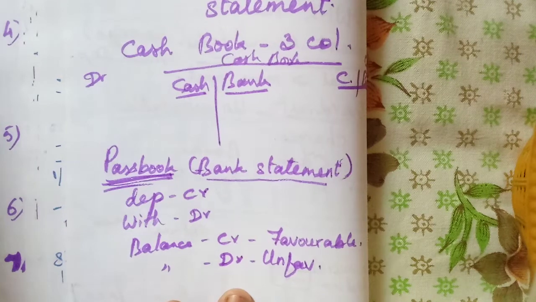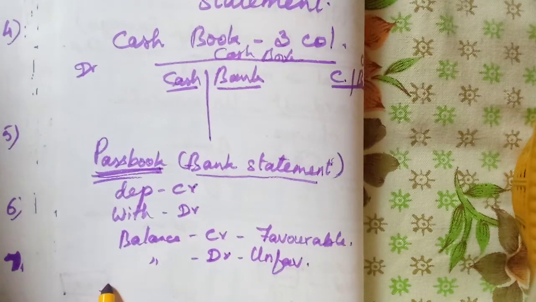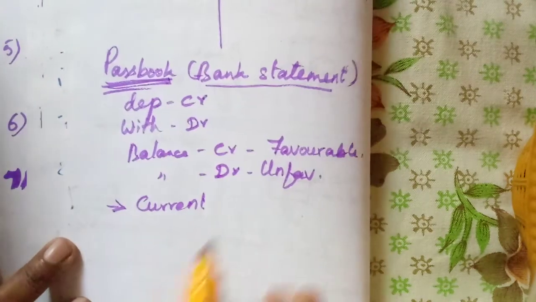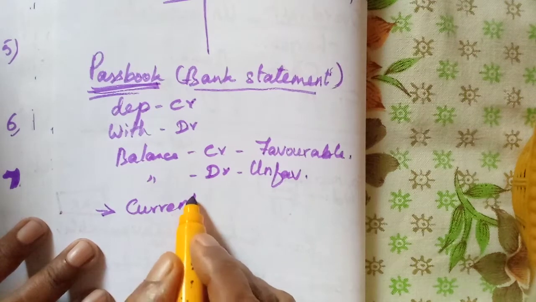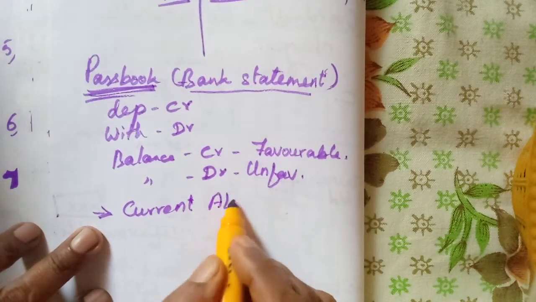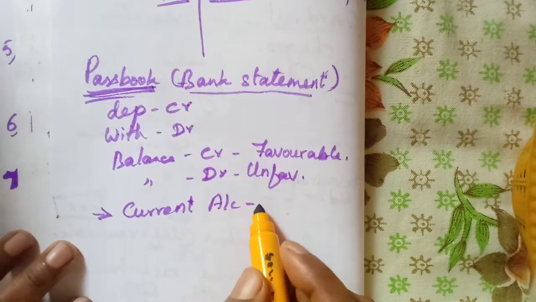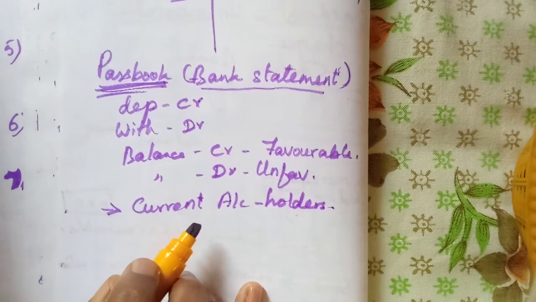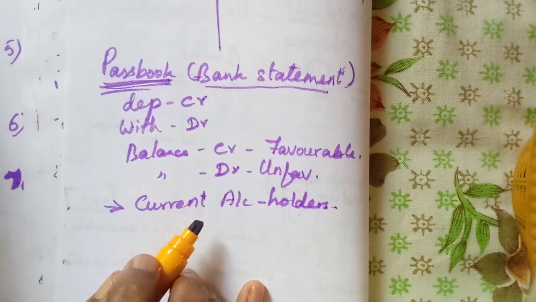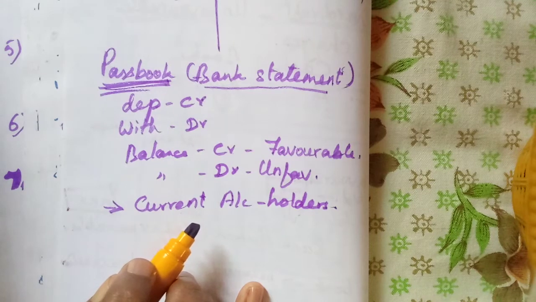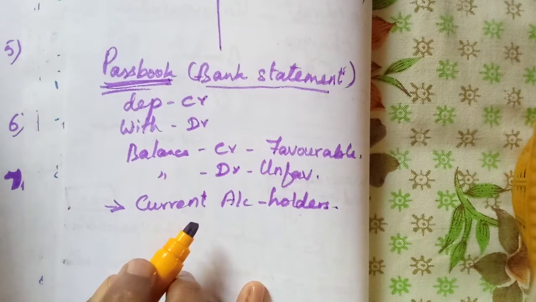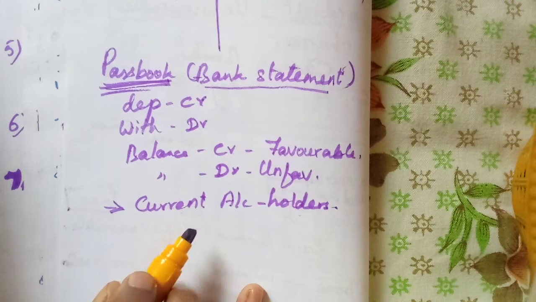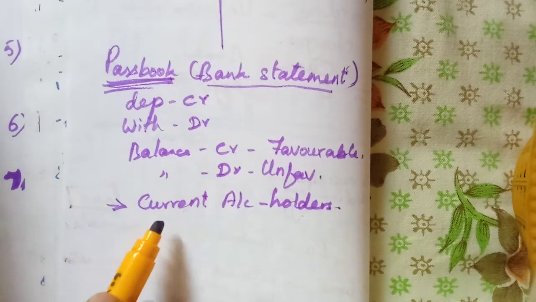How? Because business people open an account called a current account. Everything I explained on the previous day, I am repeating once again to make you understand. Current account holders are mostly business people. Ordinary people will open a savings bank account, or some people may make a fixed deposit in the bank. They are called fixed deposit holders. So we have savings and current accounts.